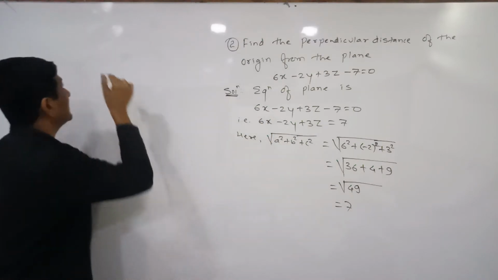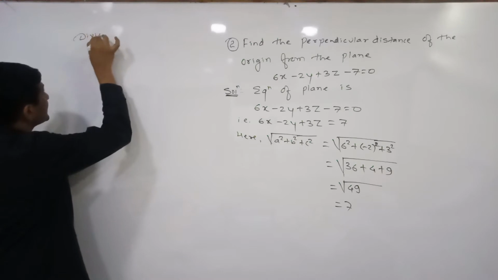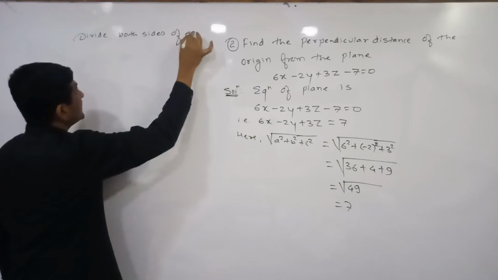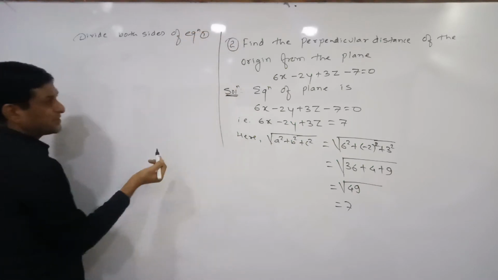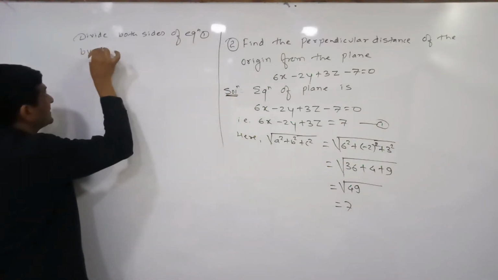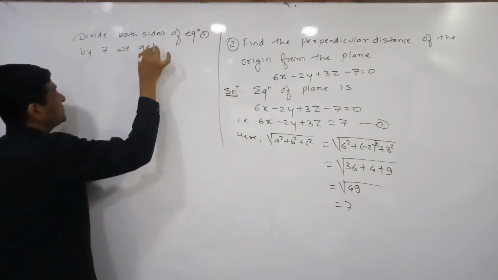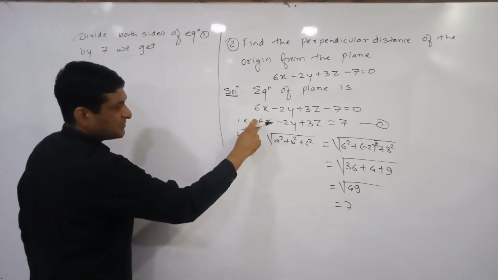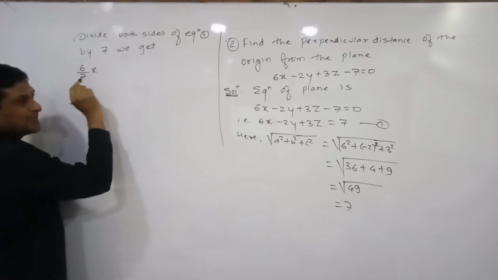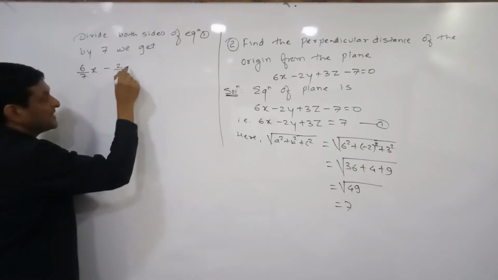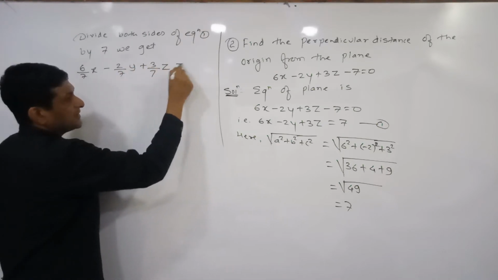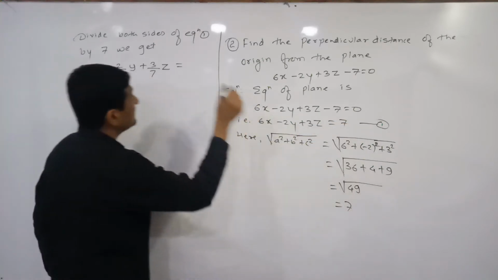Let us see what we'll get here. So divide both sides of equation first by 7. Let us see what we'll get if we are dividing both sides by 7. Here the first term will be 6 by 7x, the second term will be minus 2 by 7y, and here 3 by 7z. And on the right hand side, 7 divided by 7 will become what?